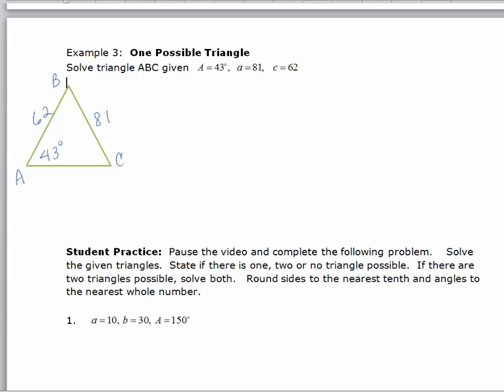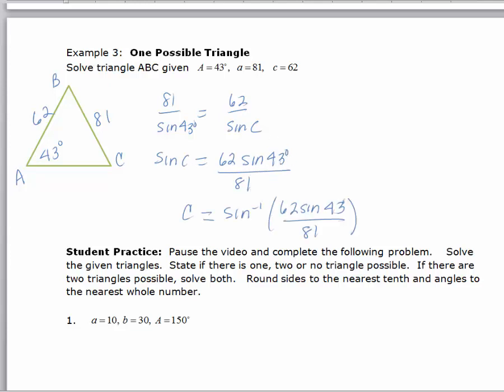I'll set up the ratios using A and C. We get 81 over the sine of 43 degrees equals 62 over the sine of C. Solving for sine of C, we get 62 sine of 43 degrees over 81. Solving for C, C equals the inverse sine of 62 sine 43 over 81.